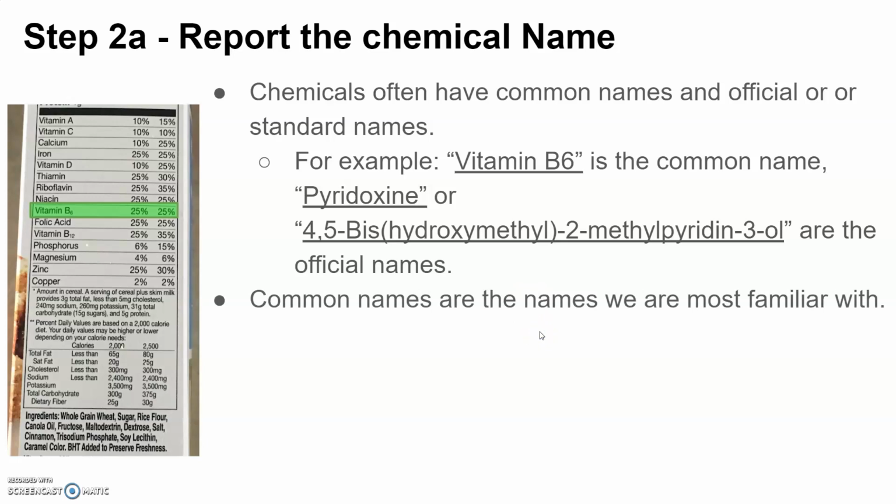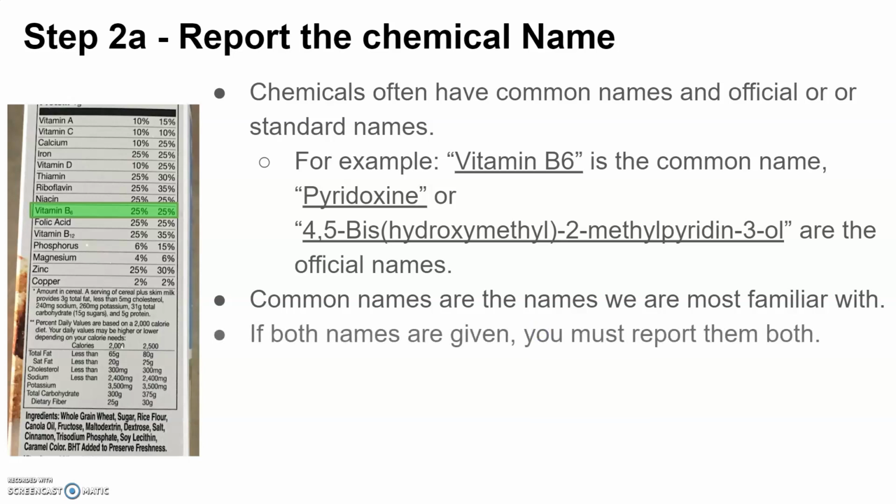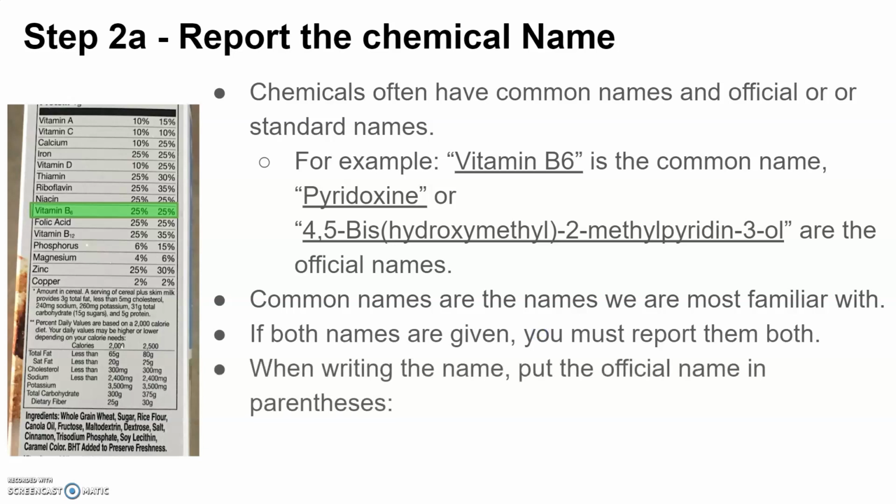Now, common names are the names that we're most familiar with. So most people have heard of vitamin B6, but they've not heard of pyridoxine. So that's how you know vitamin B6 is the common name. If both names are given, you must report them both. And when doing that, the official name goes in parentheses. So we would write the common name and then the official name in parentheses.